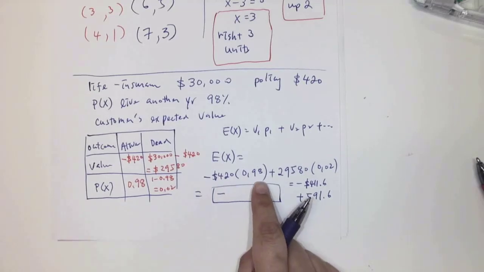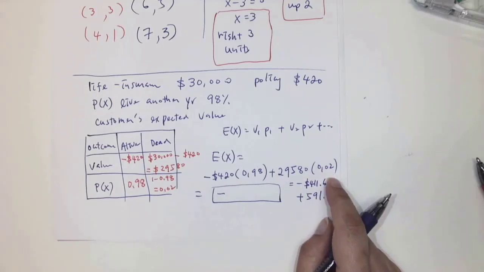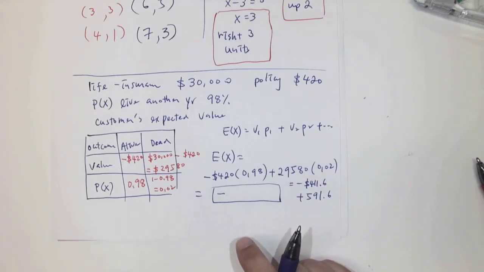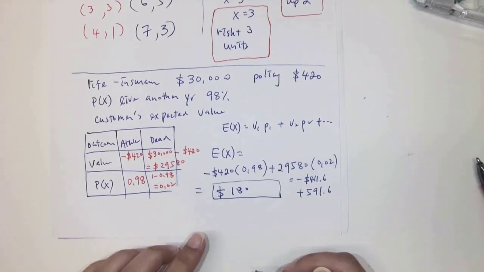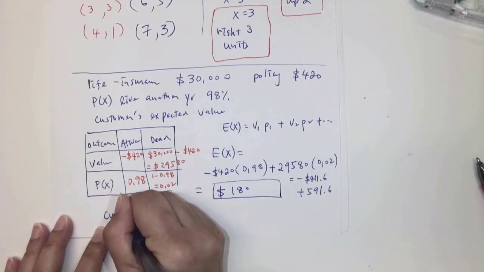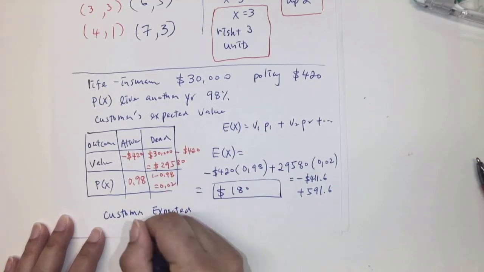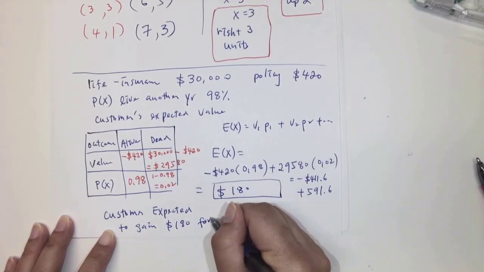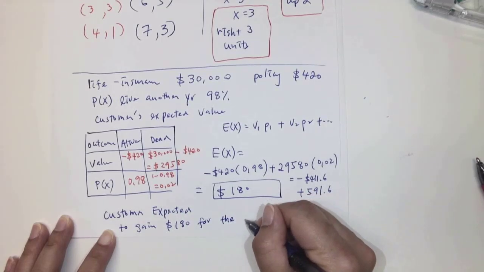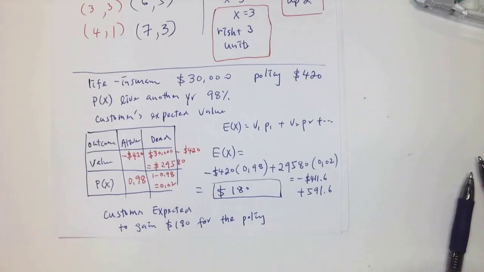So it's negative 420 times 0.98, adding 29,580 times 0.02. What do you get? Positive or negative? It's a positive one. Positive 180, that's why I say somebody is going to get fired, right? So the customer is expected to gain, not actually gaining, but expected to gain $180 for this policy, meaning the company is expected to lose $180 per policy. So somebody miscalculated. This is a bad policy, so that's not very good.